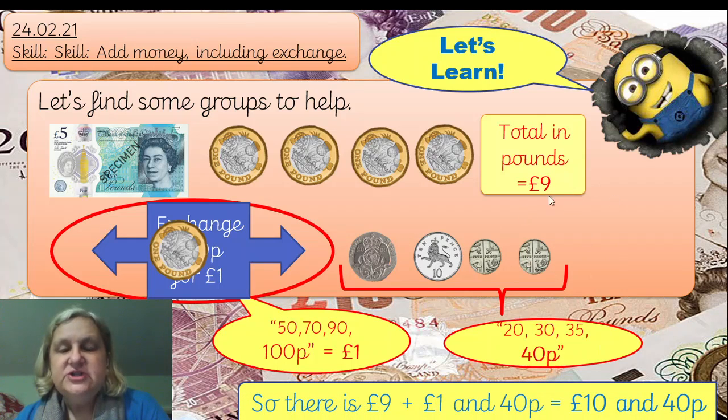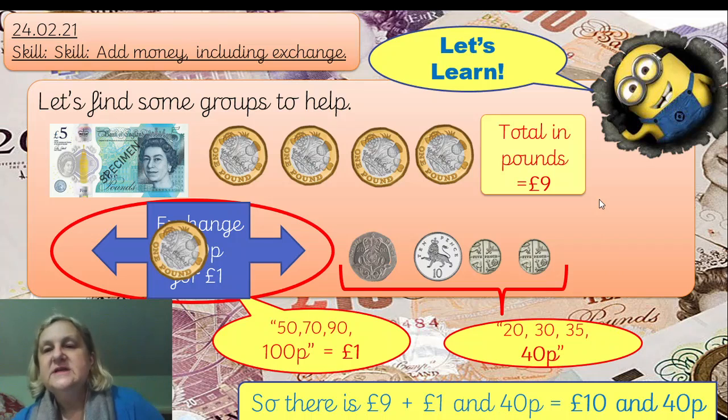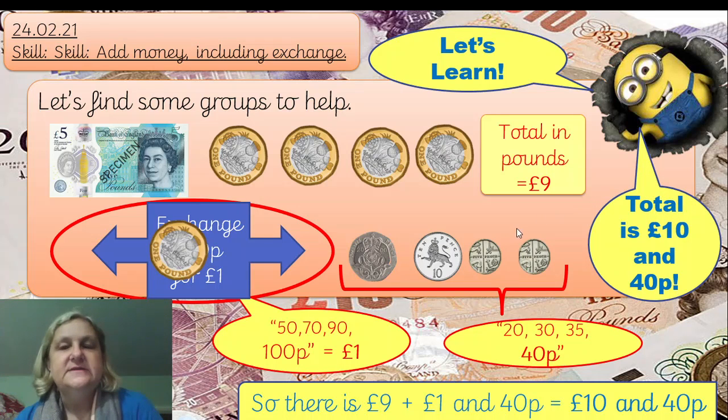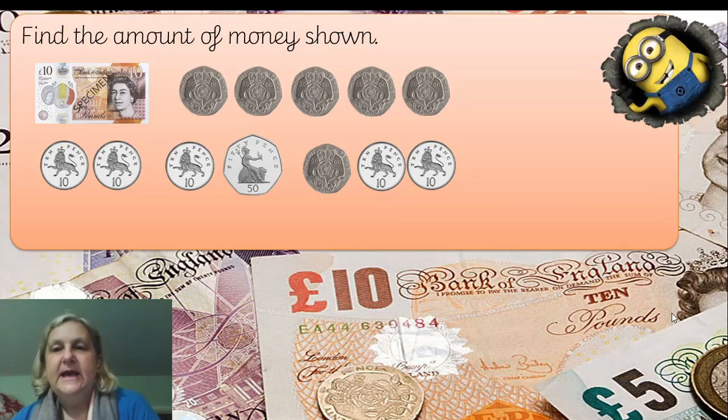So to finish off then, we've got £9, add the £1, which makes £10 and 40 pence. So my total is 9 add 1, £10 and 40 pence. And our minion at the top there is really enjoying that too. So we've got another lot here.